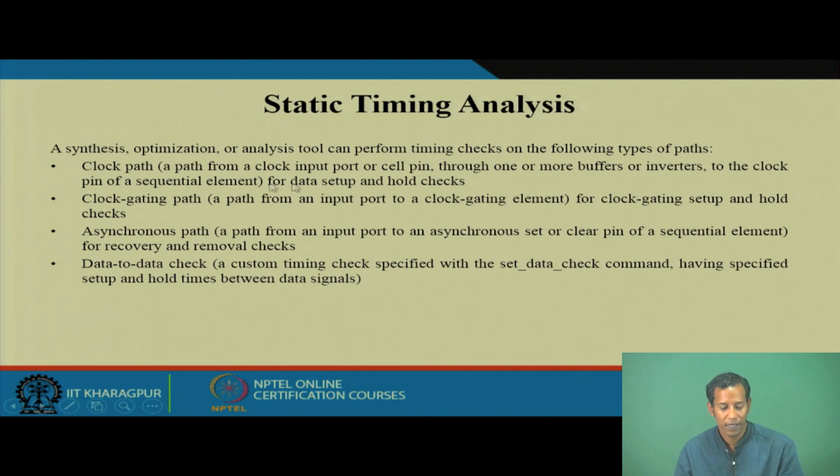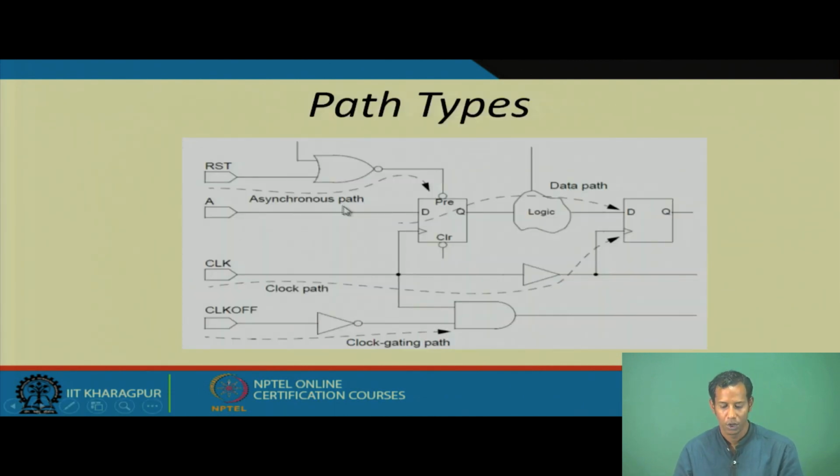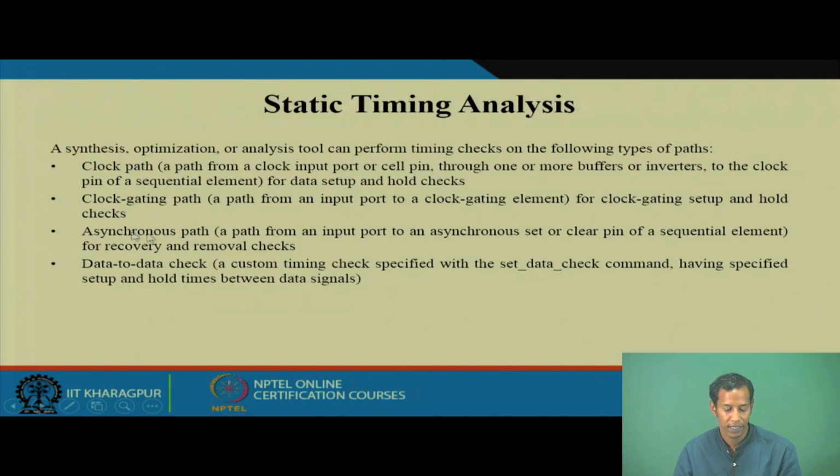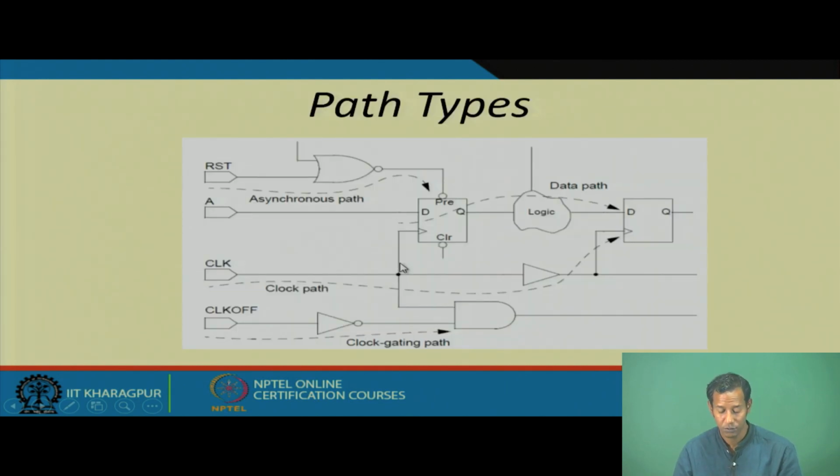So, there might be several paths like the clock path, then the clock gating path, then the asynchronous path, and then the data to data check path. Okay. So, we will consider each of these paths and see what analysis we have to do on them. So, there may be asynchronous paths, which are related to the clock, there may be clock gating paths, there may be simple clock paths, and there may be data to data check paths.